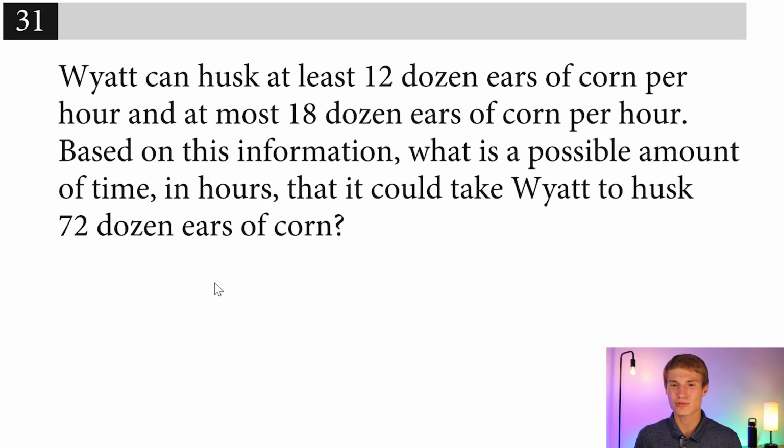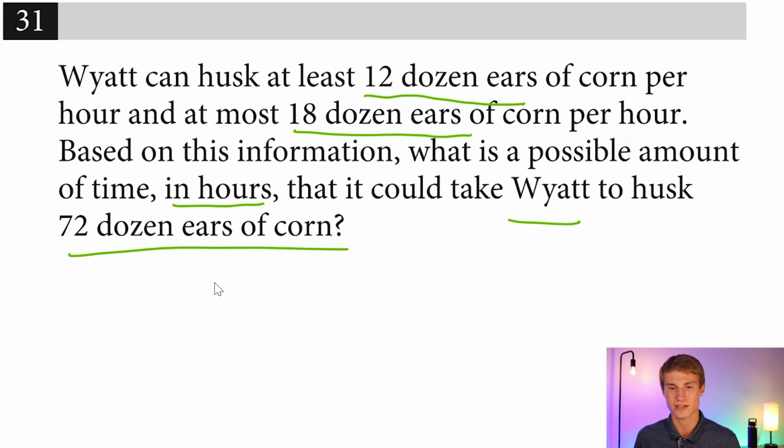Wyatt can husk at least 12 dozen ears of corn per hour and at most 18 dozen ears of corn per hour. Based on this information, what's a possible amount of time in hours that it could take Wyatt to husk 72 dozen ears of corn? Well, to do this question, what we want to do is make sure we're canceling units to have the equation set up correctly. So I'm going to put DEC for dozen ears of corn. We need 72 of them to be husked.